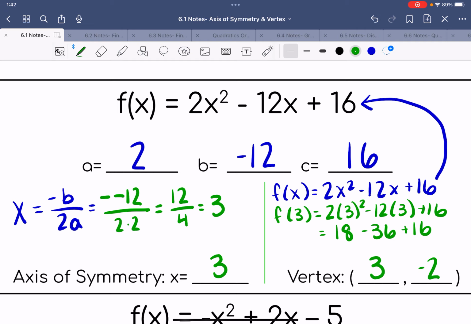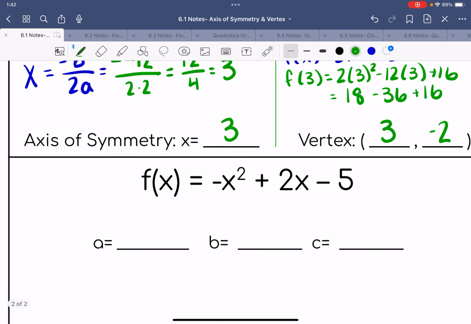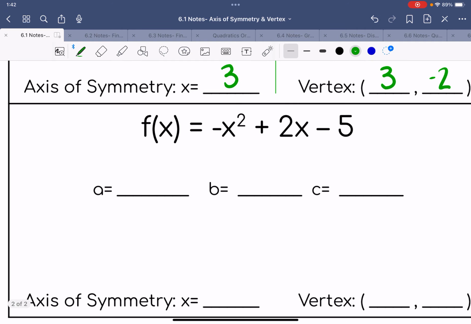Okay, last problem I have here. We, once again, don't have a coefficient on that leading term, on that x squared. We do have a negative, however, so that means that there's a negative 1 here. So my a value in this problem is negative 1, my b value is 2, and my c value is negative 5.